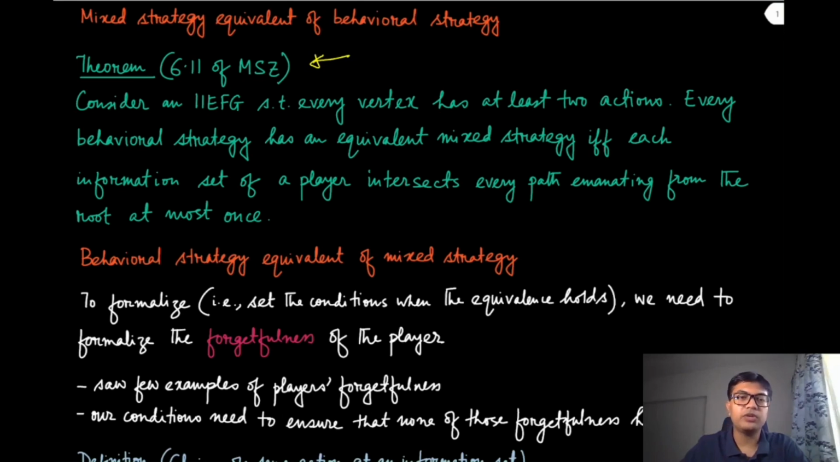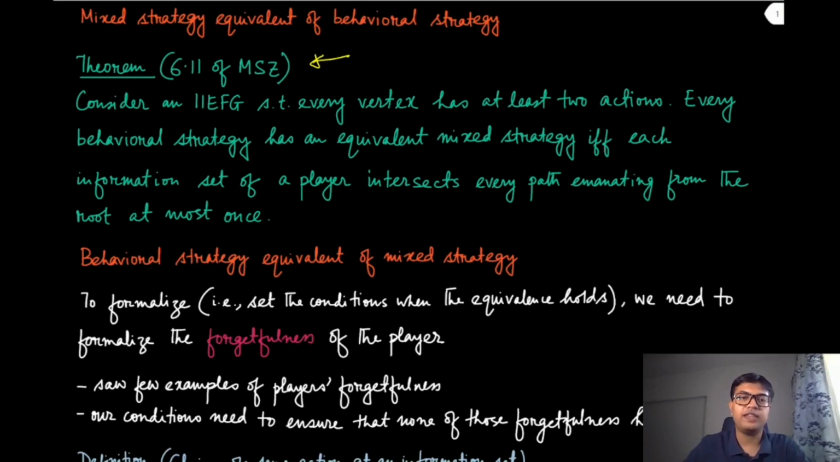Now in this module we are going to discuss the opposite: when can we have a behavioral strategy equivalent of a mixed strategy. We will finally see a sufficient condition for that, and that sufficient condition will also subsume the condition given in the previous theorem. Therefore we can have an equivalence between mixed strategy and behavioral strategy. With the conditions that we are going to state, you can have a behavioral strategy equivalent of a mixed strategy as well as a mixed strategy equivalent of a behavioral strategy. So these two things will be one and the same.